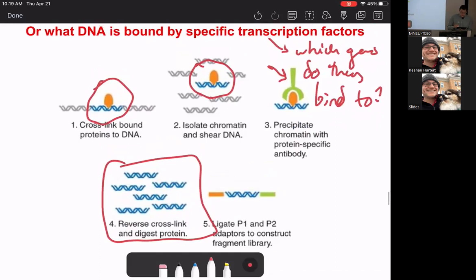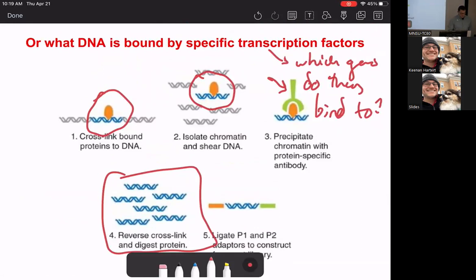All right, so those are the tools to find out if DNA is bound to a protein, and how to find that piece of DNA. It's going to have an antibody step.